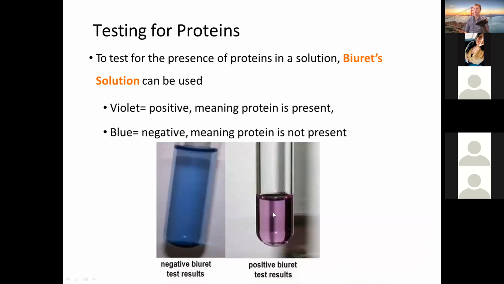For proteins, we use Biuret's solution. It turns violet when it's positive, shown here. So when there are proteins present and you add the solution, it turns purple or this violet color. And then it turns blue if there's no protein present.